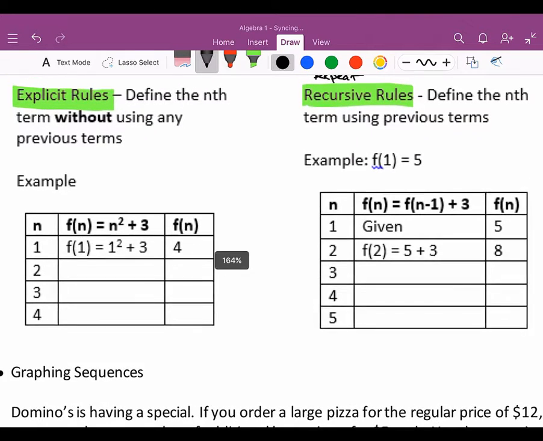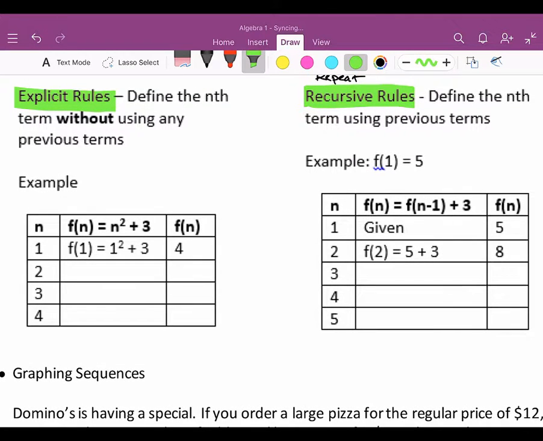Okay? So let's look at explicit rule first. This is the rule. Usually your rule comes in function notation. It says f of n and then equals, and then a rule. The rule here is that n has to be squared right here. n has to be squared, and then you add 3.